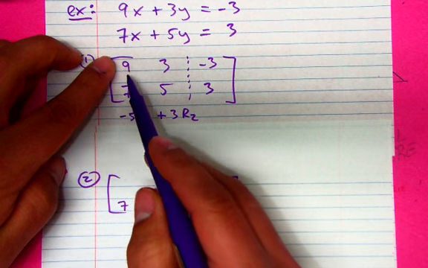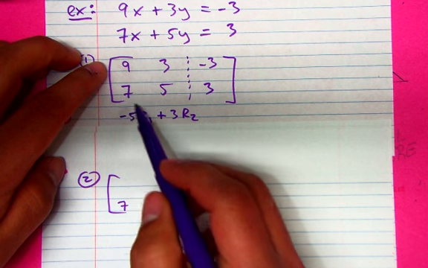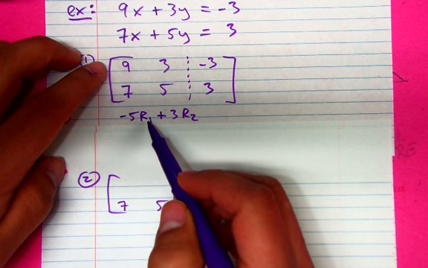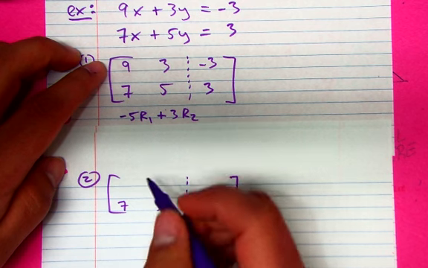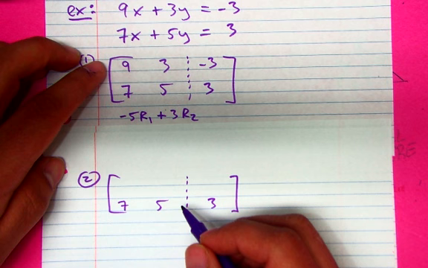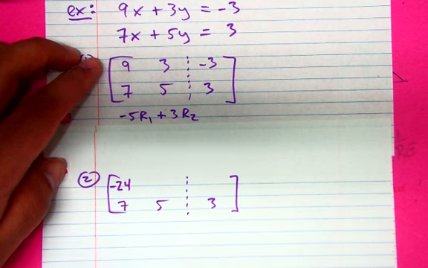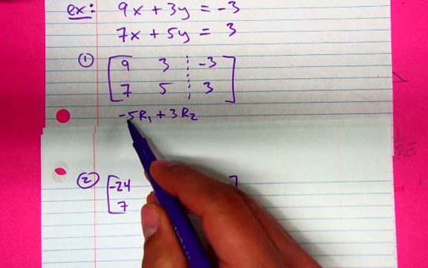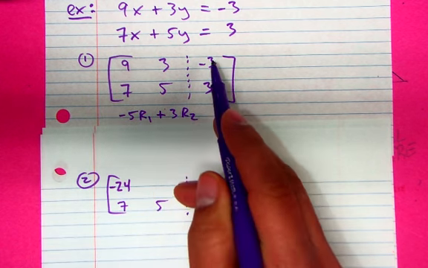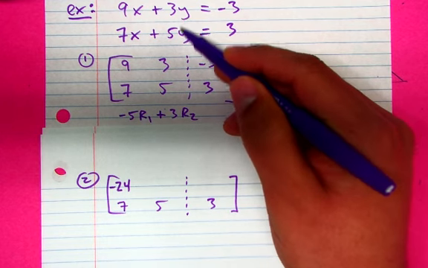-5 times 9 is what? -45. And now I'm adding 7 times 3, which is 21. So help me out. What's -45 and 21 when you add them up? Negative, right? Yes. I multiplied everything in row 1 by -5, because we said to cancel out this number, we needed these to be the same coefficient.